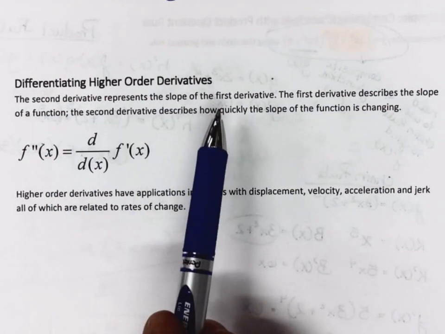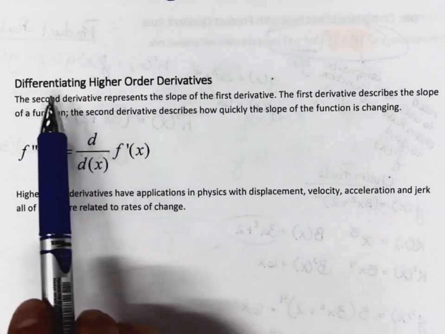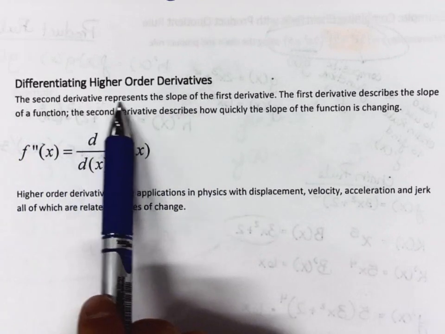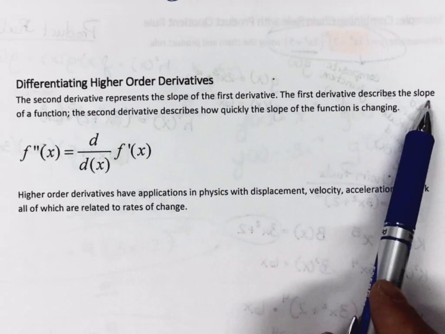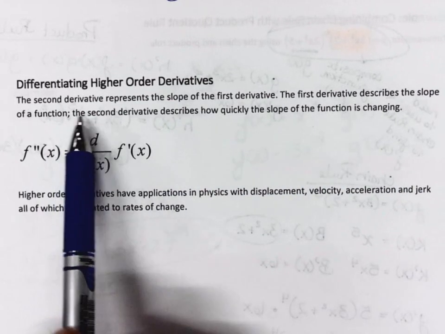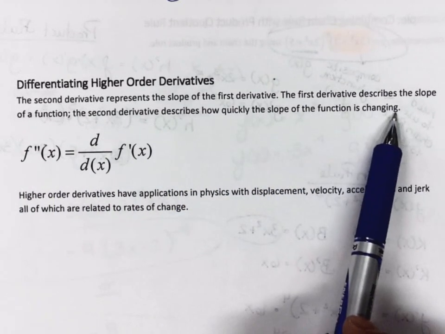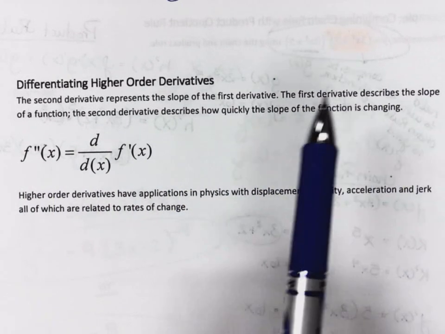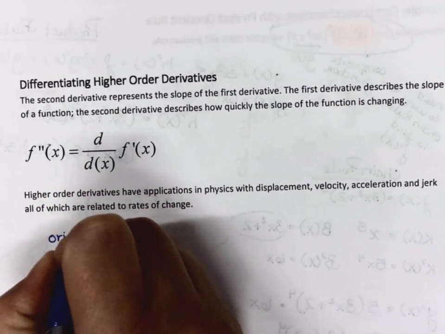Okay, so now we're going to look at higher order derivatives. This is a lot of things in one thing. So higher order derivatives: the second derivative represents the slope of the first derivative. The first derivative describes the slope of a function. The second derivative describes how quickly the slope of the function is changing. Okay, so this is what you need to know. The original function.